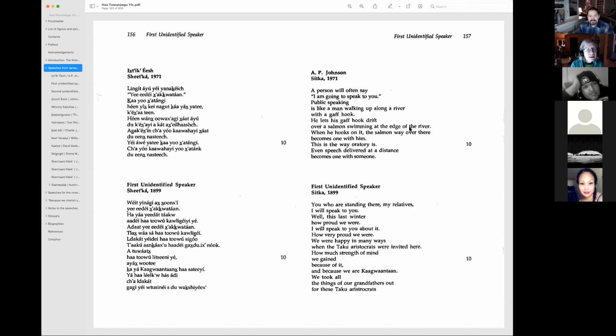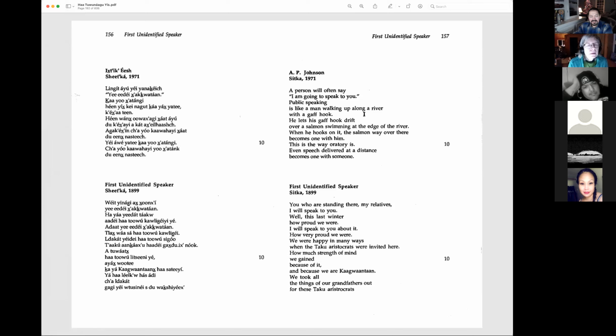So we did ichtik ish. So here's hatu naguyis. I'm going to hide that. This is a speech off of a wax cylinder. It was recorded in 1899 in Sitka. So it's just amazing to look at this 120-year-old Tlingit language, right? Just to think about that, and we can still look at what they're saying.